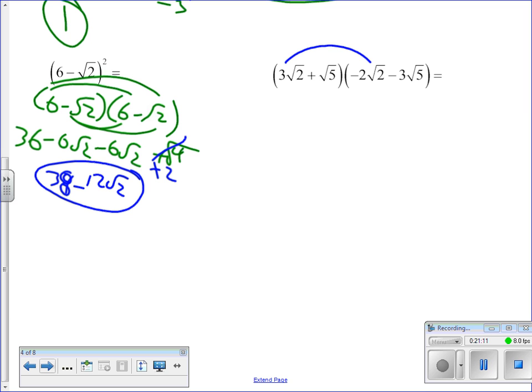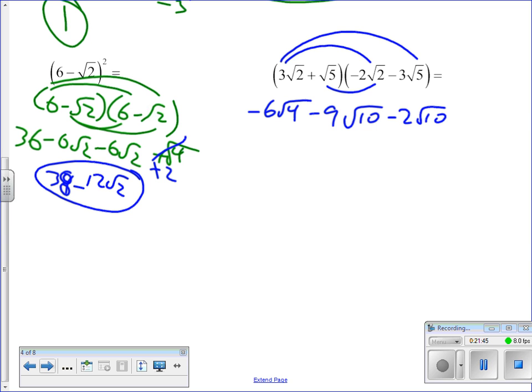Okay, 3 times -2, -6. Root 2 times root 2 is root 4. Okay. And I know my second step. Multiply the outside terms. 3 times -3 is -9. Root 2 times root 5 is root 10, not root 15. Multiply my inside terms. Root 5 times -2 root 2 is -2 root 10.